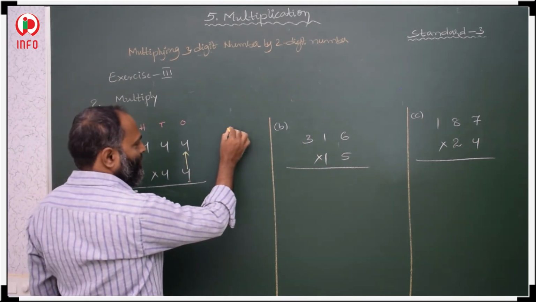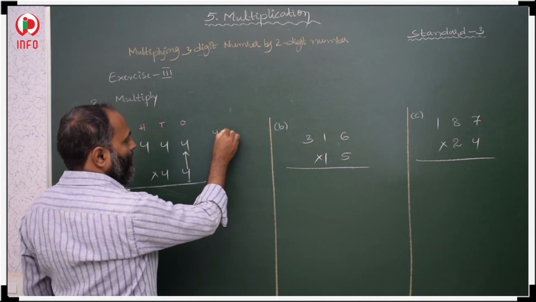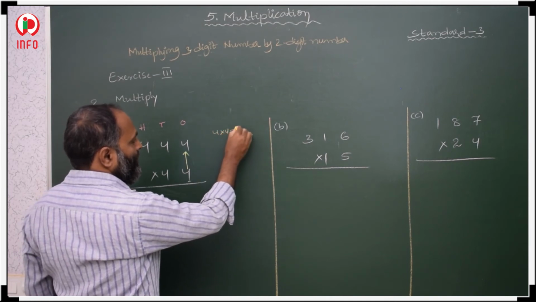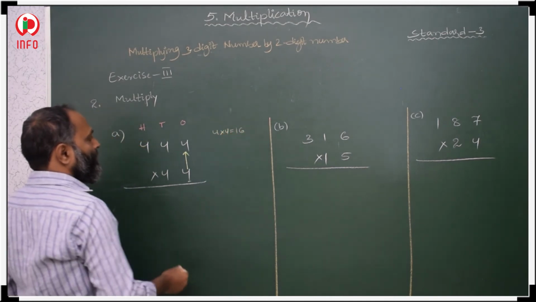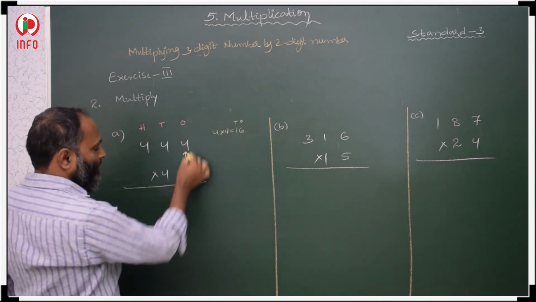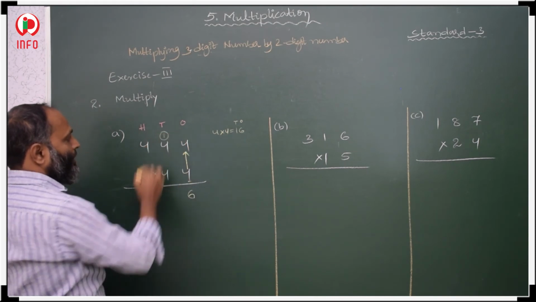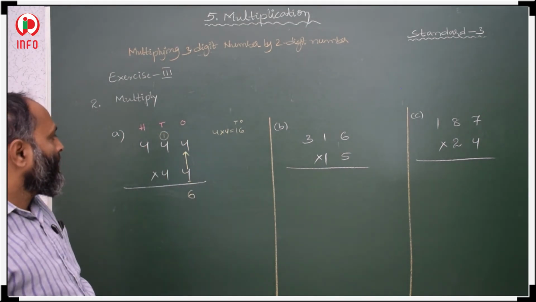4 4s are 16. 16 means this represents ones, this represents tens. In ones place we take 6, and in tens place we take the carry over, 1.